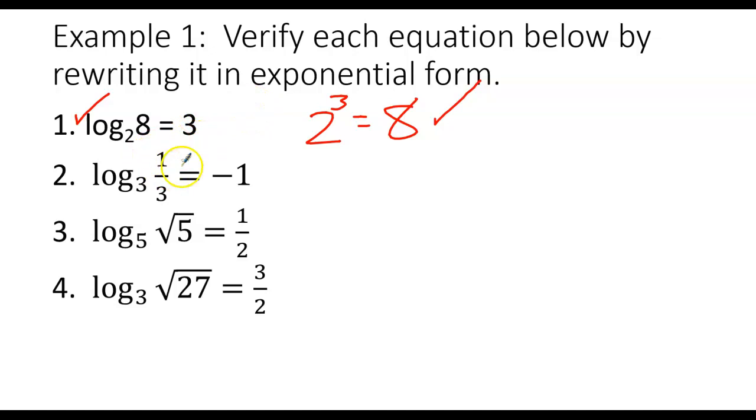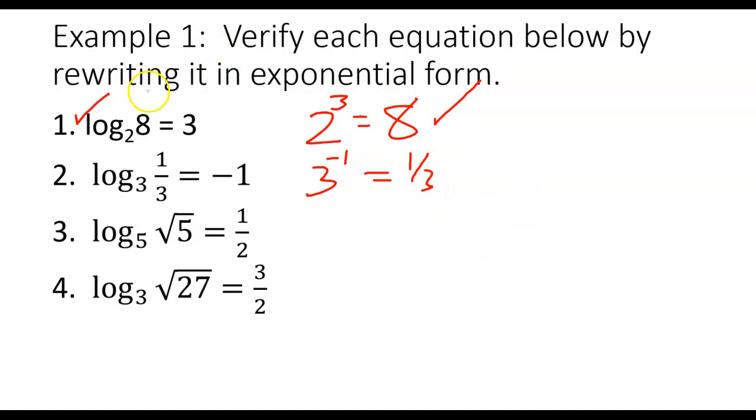All right, let's go ahead and check it over here with number 2. My base number is 3. The exponent on that 3 will be this number's output, so it'll be -1. And the answer for my exponential function will be the input on my log, which is this 1/3.